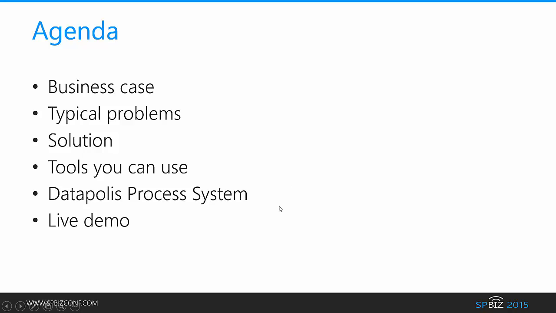First, I'm going to give you a brief description of the business case we found on the customer's side. Then I'm going to talk about typical problems we found on his side. Then I'm going to talk about the solution we proposed to him. Then I'm going to show the tools which you can use. And next, I'm going to talk about the tool we chose, which is Datapolis process system. And at the end, we're going to see the live demo.